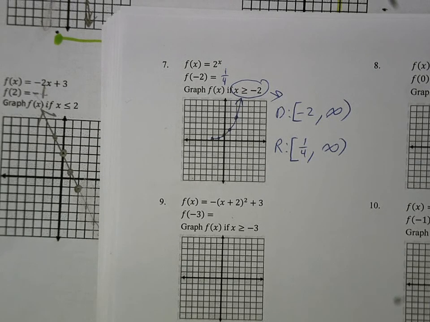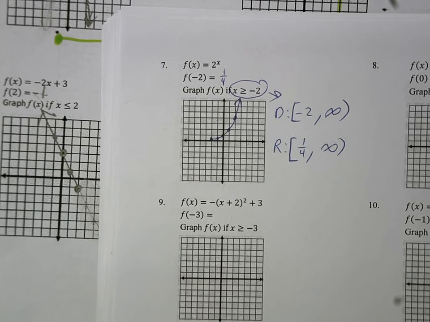Any questions with that one? Yes. So, in order to find the other constant, just plug it in. Plug in 0, 2 to the 0 power is 1. Plug in 1, 2 to the first power is 2. Plug in 2, 2 to the second power is 4. Just like normal. And again, you could graph this like normal, and then just erase everything less than -2. Does that make sense?